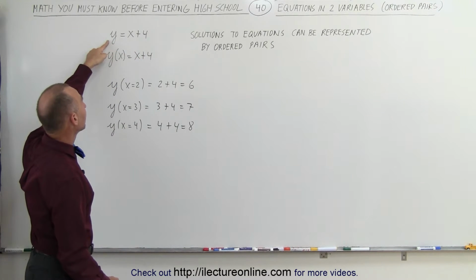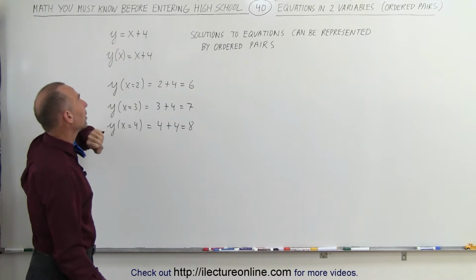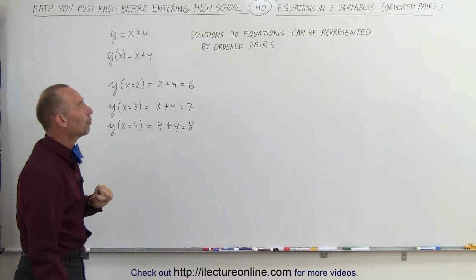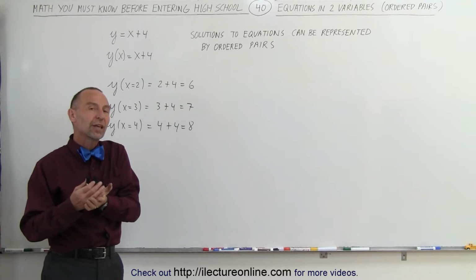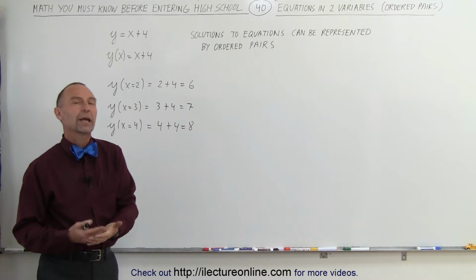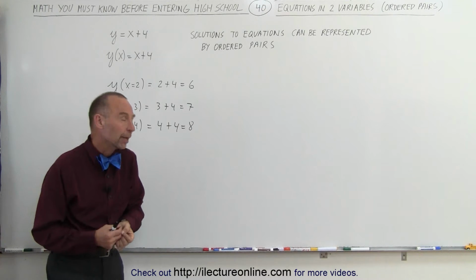Whenever we have equations of two variables, and here's the example again, y equals x plus 4, y being the dependent variable, x being the independent variable, or writing it where y is a function of x, which is equal to x plus 4. Whenever we want to represent the solution to an equation like that, we can do so with ordered pairs. So what do we mean by ordered pairs?